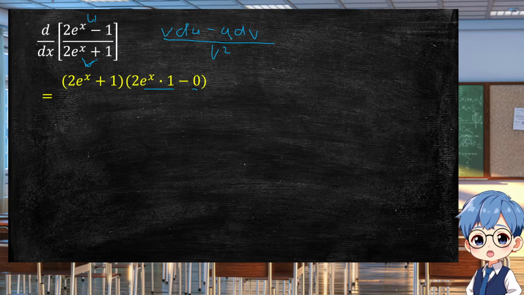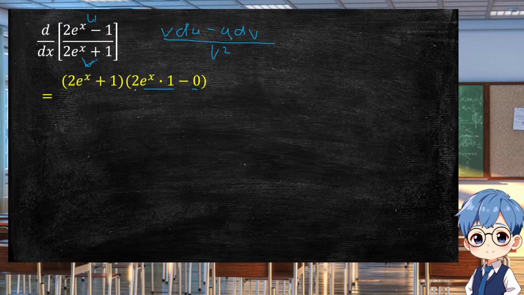So derivative of u, so we just copy 2 first because it's a constant or numerical coefficient in this scenario. And then we get the derivative of e to the power of x. So derivative of e to the power of x is e to the power of x, followed by the derivative of its exponent, which is 1. So that's why it's times 1 here. Minus derivative of 1. Derivative of 1 is 0. Okay, so that's v du.